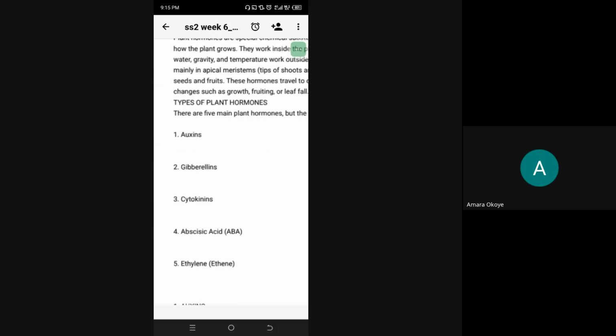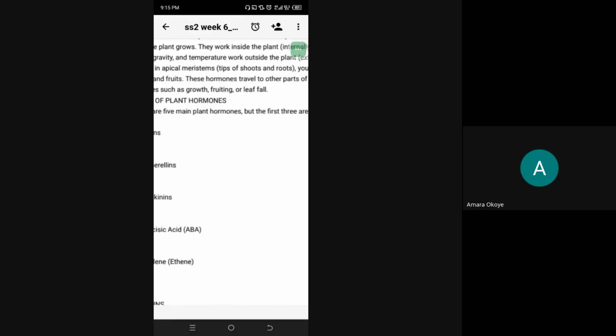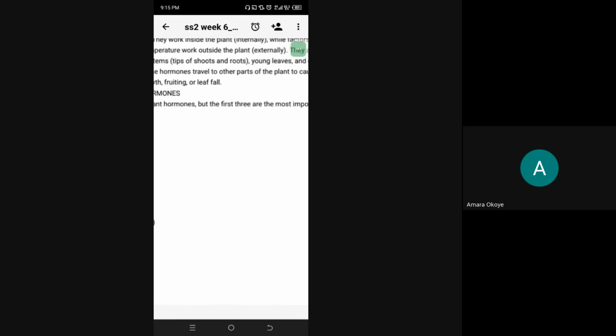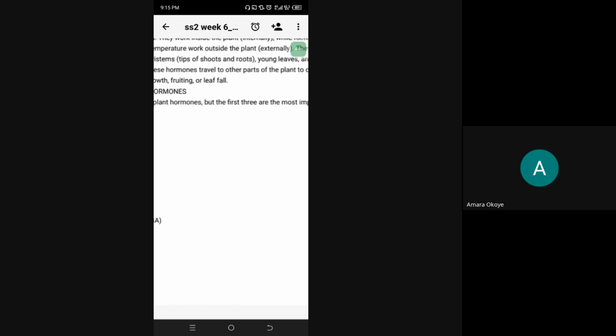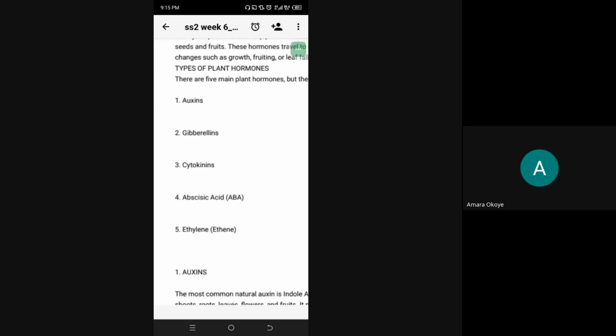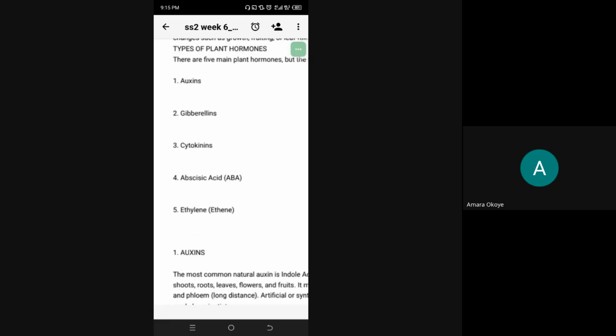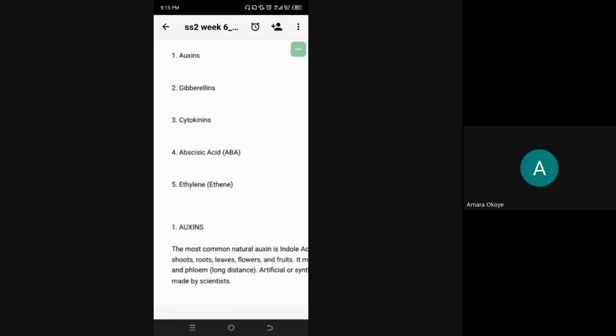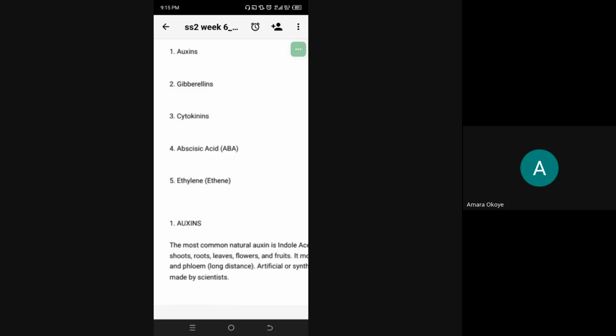Types of plant hormones. There are 5 main plant hormones, but the first 3 are the most important, which are 1. Auxins, 2. Gibberellins, 3. Cytokinins, 4. Abscisic acid, and 5. Ethylene.